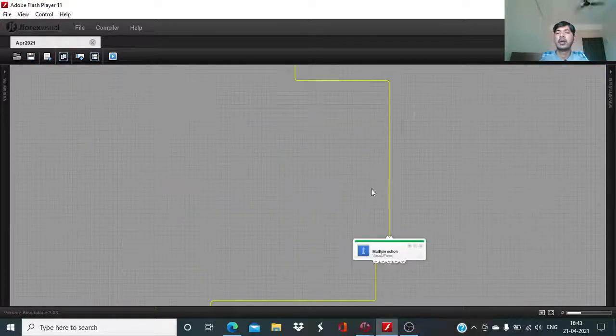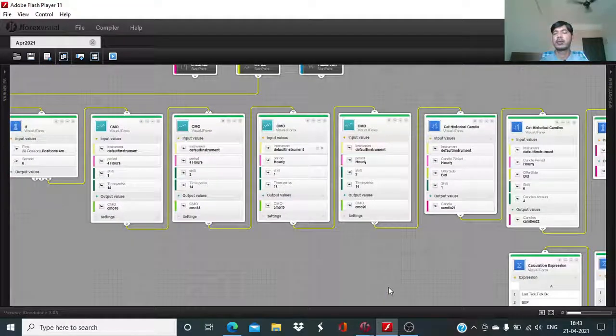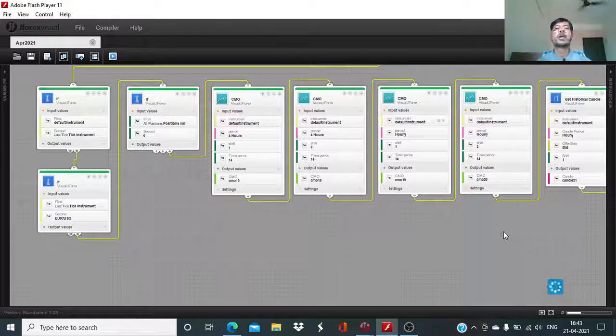And with this I will stop here and come back next time, and in that session we will define the condition for the execution of the sale trade, and with that the algorithm will also be complete.